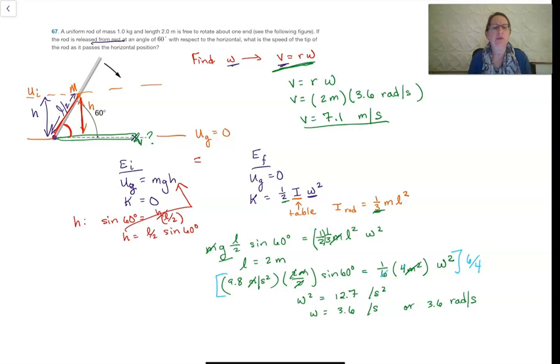So we've used conservation of energy. We need to know the moment of inertia, of course, to find something that's rotating, and then we can find our final speed.